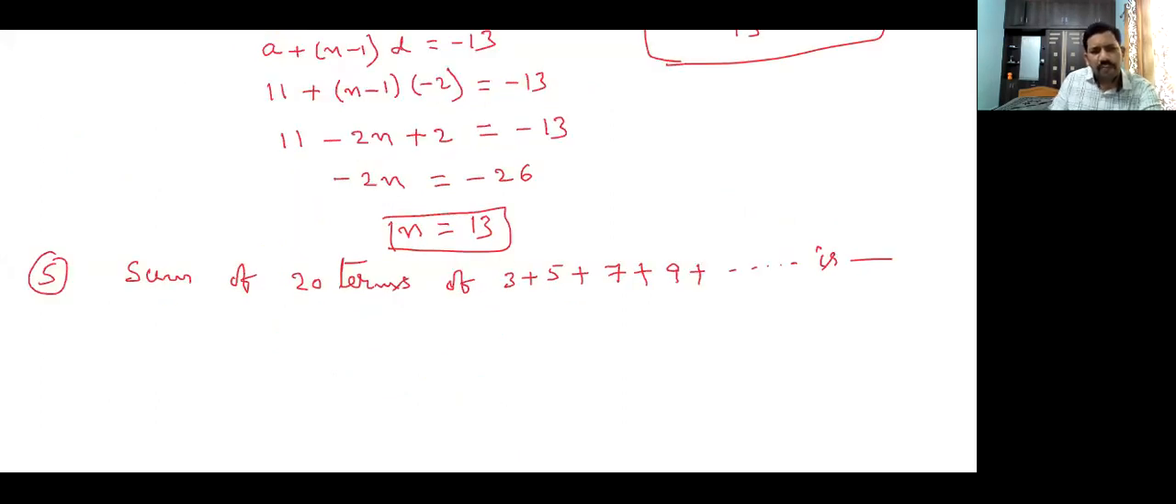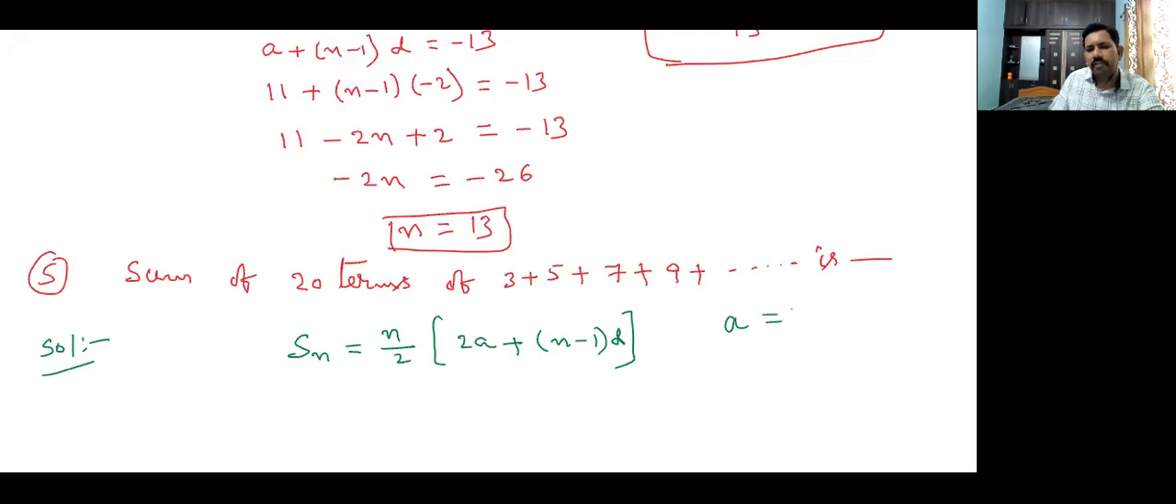Now I am going to the fifth question. See the question. Sum of 20 terms of the series 3 plus 5 plus 7 plus 9 plus and so on. So here, the sum of n terms formula, what is that? n by 2 into 2a plus n minus 1 into d. Here we need to find the a value. A means first term, that is 3. D means common difference, the term minus the preceding term. So I am taking T2 minus T1, 5 minus 3, that is 2.